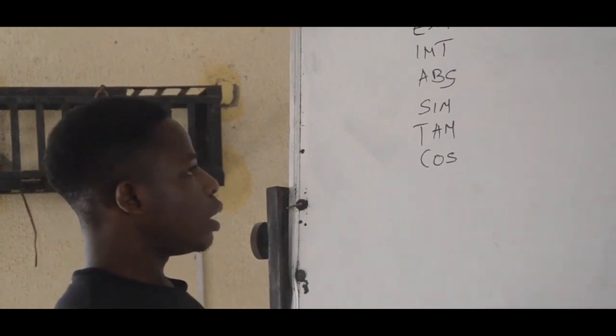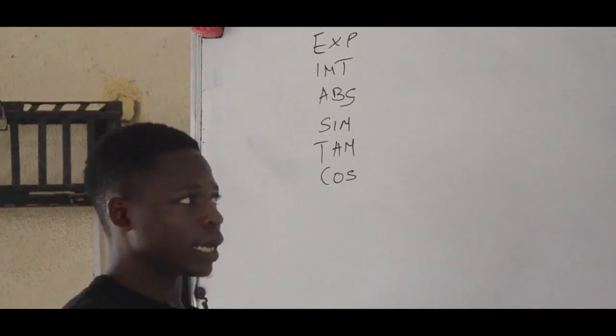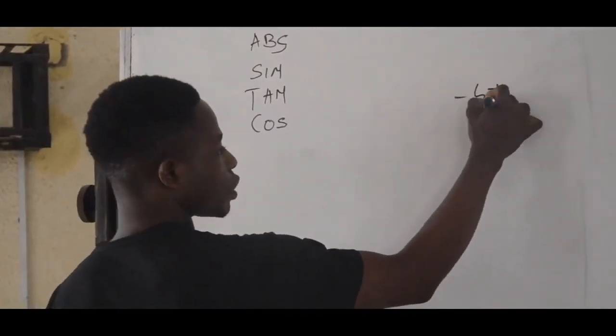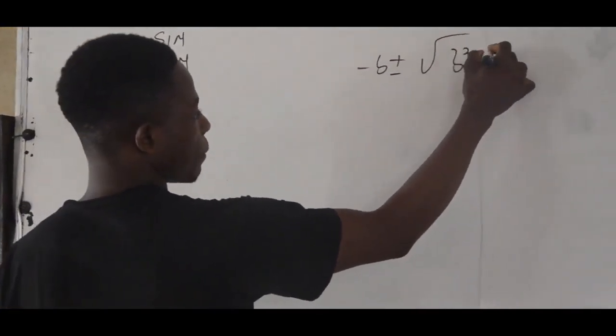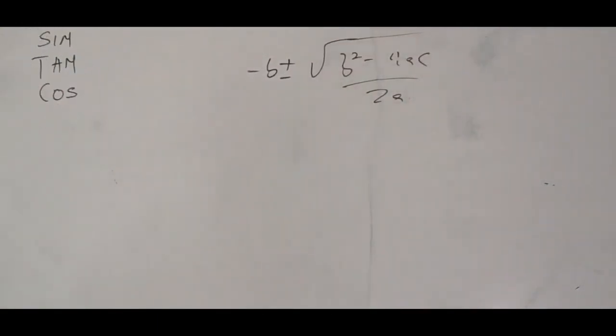So now, coming to your mathematics, in your quadratic equation, you have a formula like minus b plus or minus root of b squared minus 4ac divided by 2a. That's your quadratic formula. Some people call it the almighty formula.